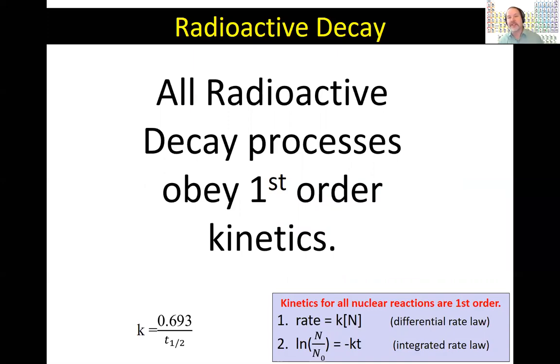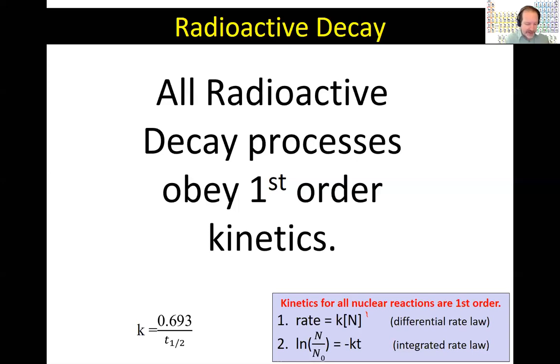There are two things. There's a differential rate law that lets us know something about the rate, the speed of the chemical reaction, and that's rate equals k[N], where N is some kind of isotope, or the concentration, or an amount, and it's raised to the first power. That's very important. And then the natural log of the ratio of the initial amount to the amount remaining equals the rate constant times time.